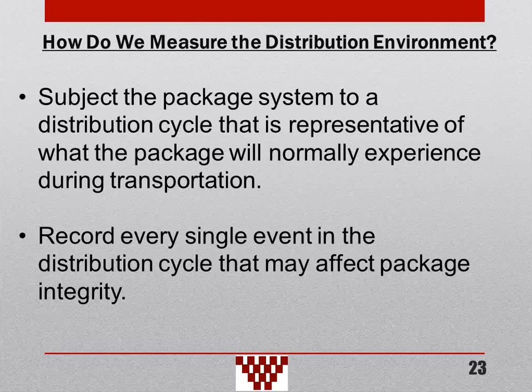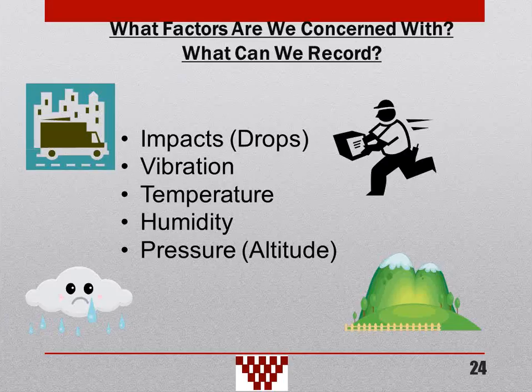And then from there, you would record every single event in the distribution cycle that may affect package integrity. So when you think about package integrity, what factors are we concerned with, and what can we record? Some of the factors that we can record that affect package integrity are impacts, drops, vibration, temperature, humidity, and pressure, altitude.